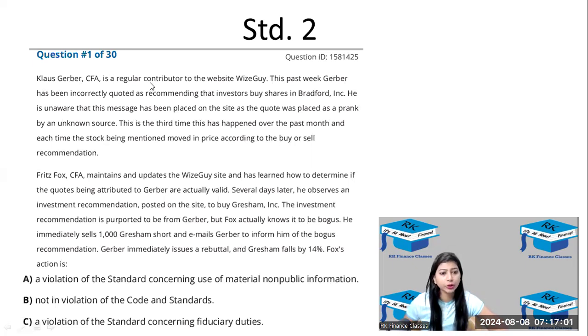Gerber, CFA, is a regular contributor to the website Wise Guy. This past week, Gerber has been incorrectly quoted as recommending that investors buy shares in Bradford Inc. Okay, so Gerber is a contributor to the website Wise Guy. मतलब contributor मतलब he puts something on that website. So like you can say weekly or daily he puts something on that website. The website is Wise Guy.